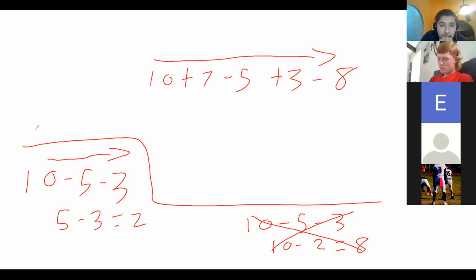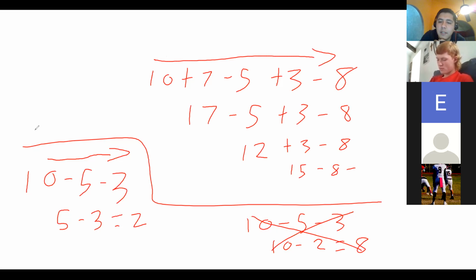Okay. So we start with 10 plus 7, that gives us 17. And 17 minus 5 gives us 12. Then 12 plus 3, which will give us 15. And 15 minus 8, which should give us 7. That's your final answer.